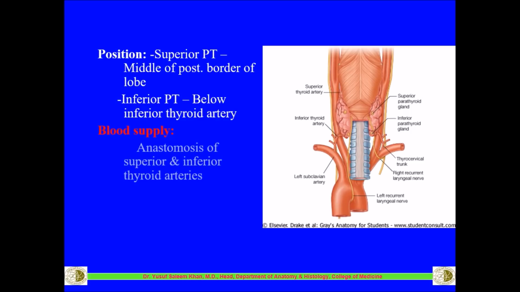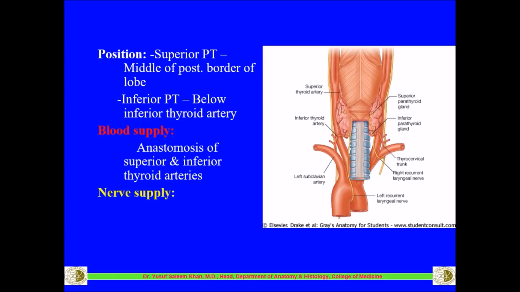Blood supply is by anastomosis of both the superior and inferior thyroid arteries. So these superior and inferior thyroid arteries will be anastomosing here on the posterior border, and they will then supply both the superior as well as the inferior parathyroid glands.